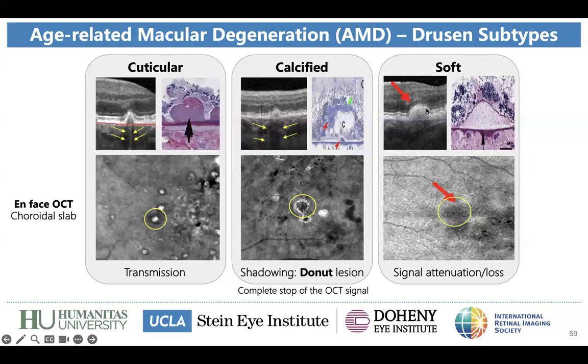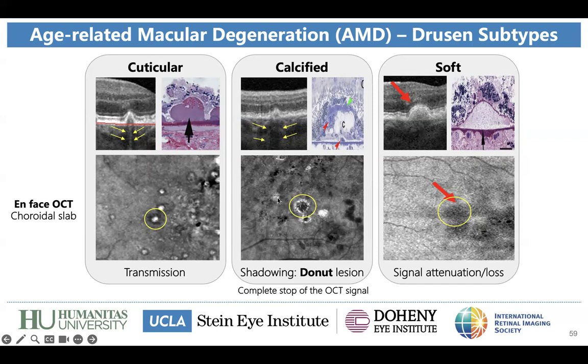Soft drusen, usually due to their lipofuscin content, create signal attenuation. So at the level of the choroid, we will actually have a dark signal, hyporeflectivity. While calcified drusen are actually interesting because they create a very nice donut pattern due to the very mineralized content of the core of these drusen that actually completely stops the OCT signal. The hyperreflectivity at the level of the margins of the lesion is actually nascent atrophy.